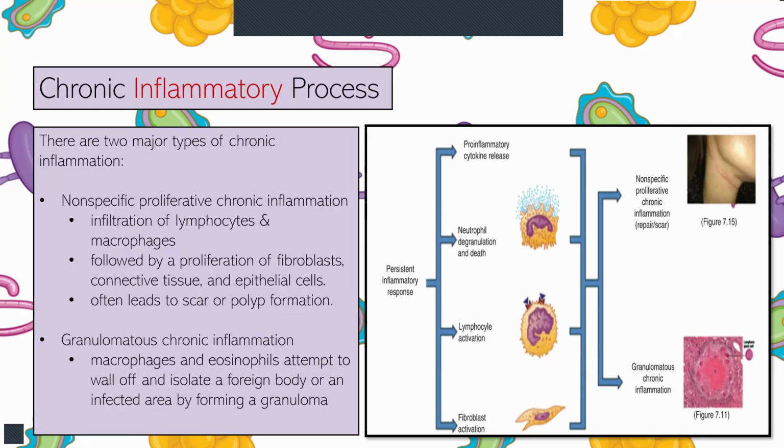Following neutrophilic activation, lymphocytes, a key component of the adaptive immune system, become activated, further amplifying the inflammatory process. This prolonged immune activation leads to the recruitment of fibroblasts. These are cells responsible for tissue repair and fibrosis. Depending on the nature and extent of tissue damage, the persistent inflammatory response can lead to two forms of chronic inflammation. Nonspecific proliferative chronic inflammation, which is characterized by tissue repair mechanisms that result in scarring and fibrosis. And then granulomatous chronic inflammation, which is a condition where the immune system attempts to isolate persistent irritants by forming granulomas, which are clusters of immune cells. And this ongoing inflammatory cycle, if left unchecked, can contribute to chronic inflammatory diseases, emphasizing the importance of regulating inflammation to prevent long-term tissue damage.